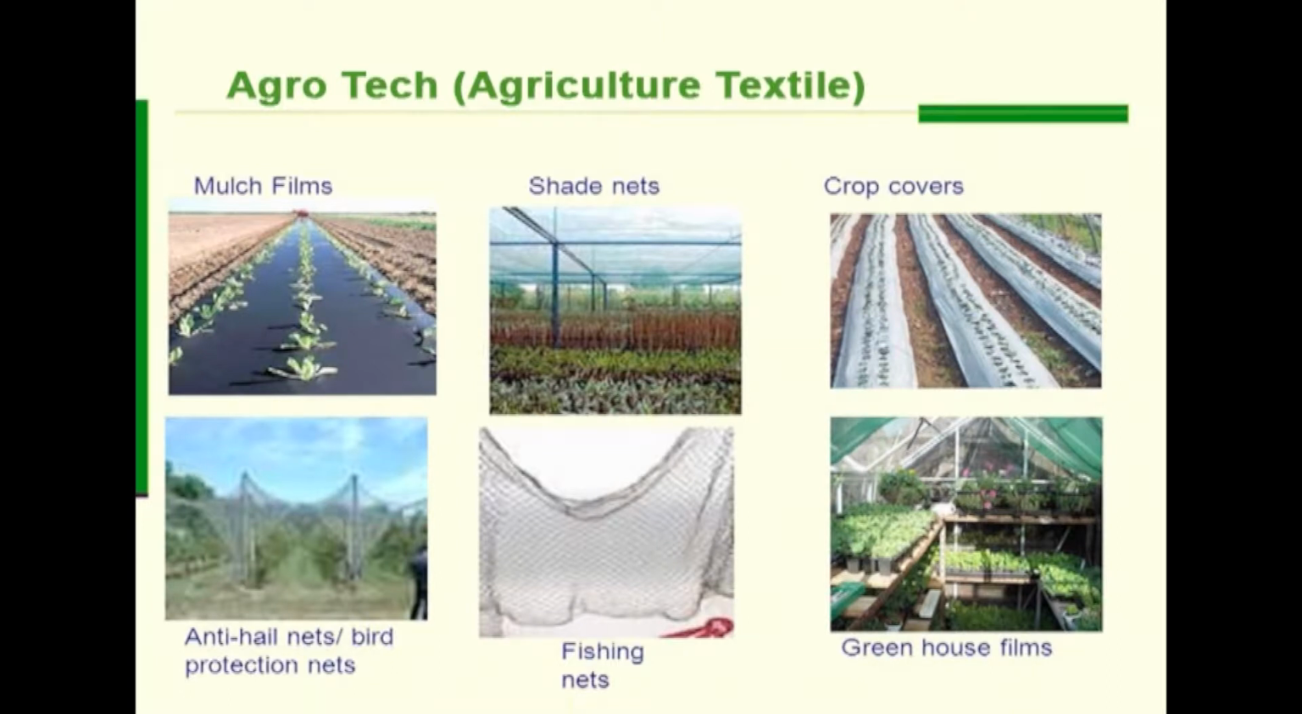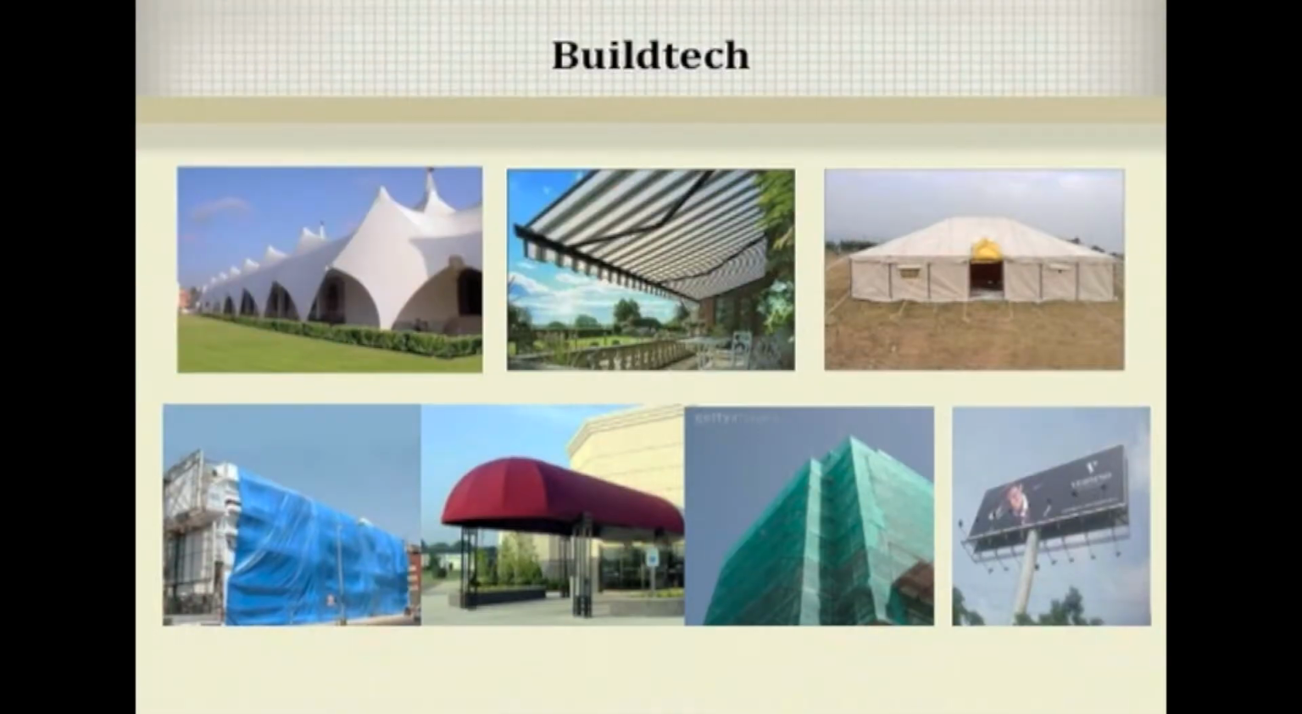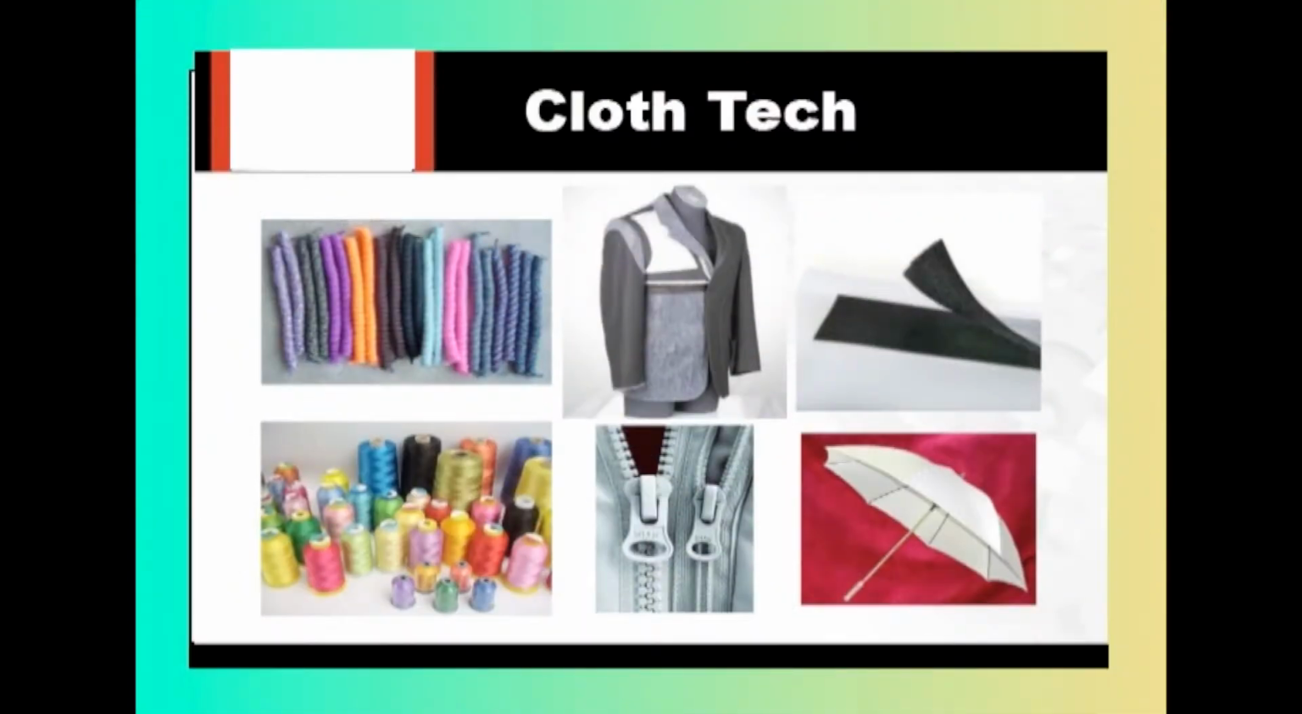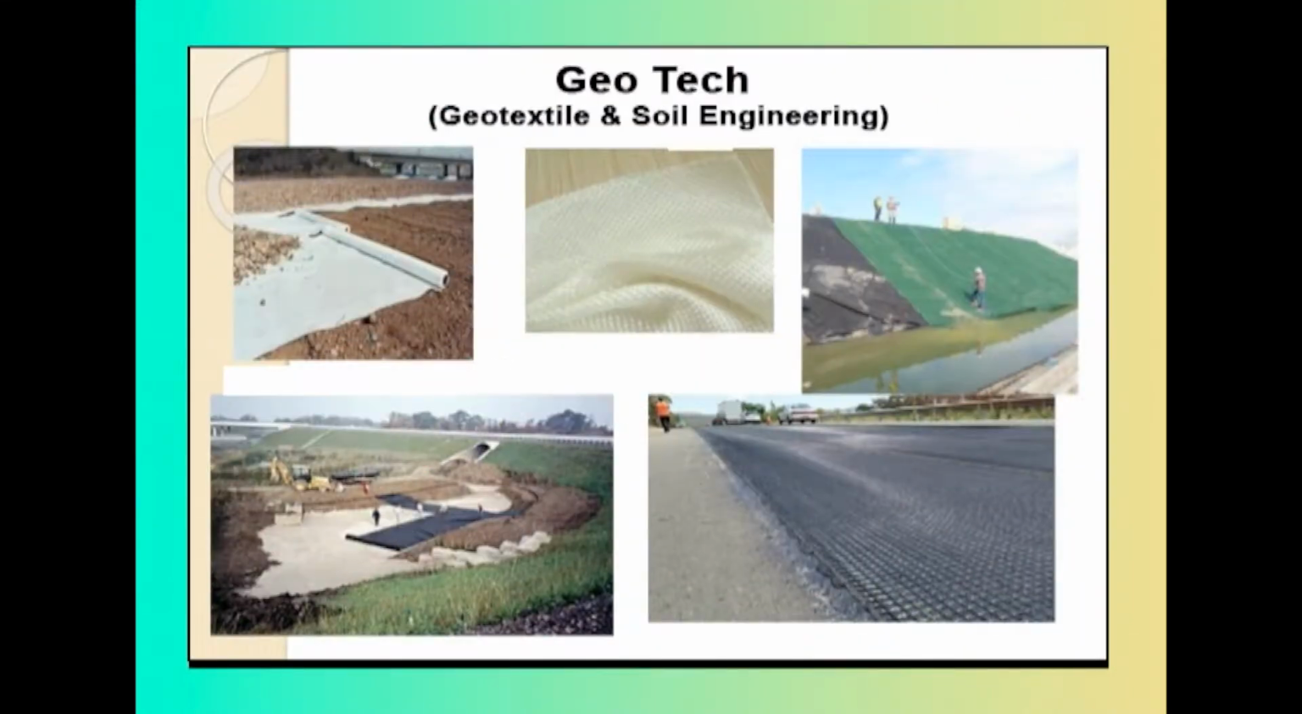The first one is Agrotech, which is related to agricultural textile. The next is Buildtech, which is related to building and construction fields. The next is Clothtech. It deals with technical components of clothing and footwear. The next one is Geotech. It talks about geotextile and soil engineering.